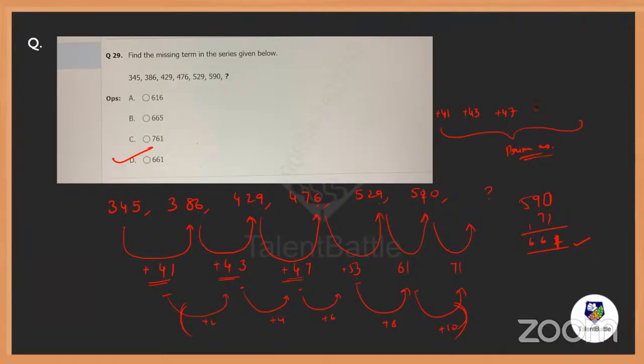41, 43, 47, 53, 61, 71. Right, everybody? So 71 should be added, and 590 plus 71 will give me 661, and that's option D. Is that clear, my dears, everybody? Understood the point or not? Yes or no? Got it? Yeah, that's nice.